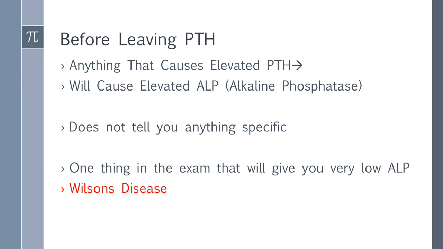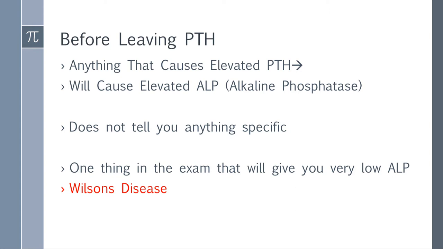Now, before we leave parathyroid hormone to discuss some things, anything that causes elevated PTH is going to cause elevated alkaline phosphatase. So remember back from Step 1, PTH activates osteoblasts, which release osteoclast activating factor, and then that causes osteoclasts to work, right? And the enzyme way to represent that is alkaline phosphatase. It doesn't tell you anything specific, right? A lot of diseases that can cause bone damage are going to tell you that. So watch for this lab value in the context of the question, but it's not going to tell you if it's primary, secondary, or tertiary hyperparathyroidism.